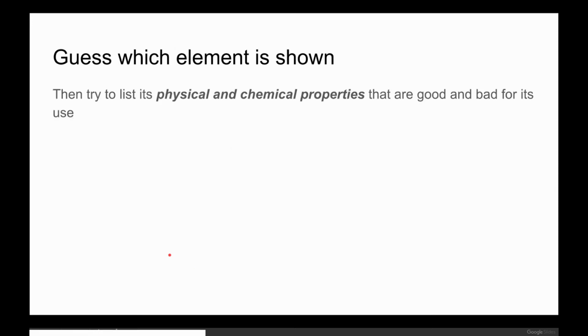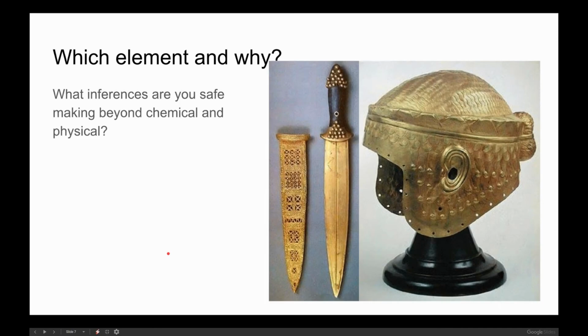So what I want you to try to do right now is guess what physical and chemical properties are needed for the job being shown and what element you're probably looking at. So what we can see here, this is King Mescalmeduk's helmet from like 2400 BC in Mesopotamia. Okay, so this was a king's helmet.